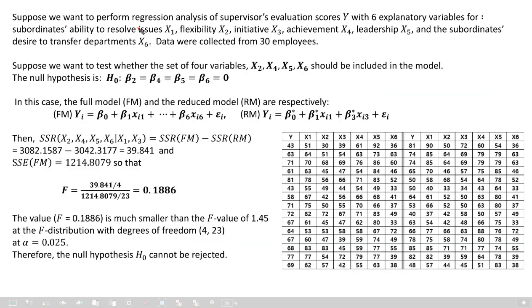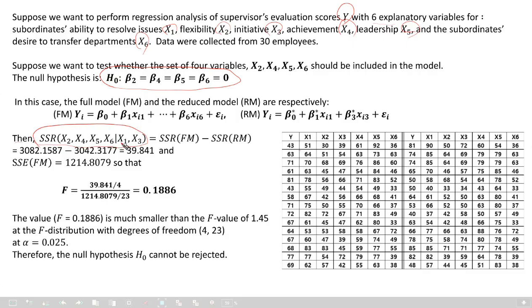Now, suppose we want to perform regression analysis of supervisors' evaluation scores Y with 6 explanatory variables, x1 through x6, and the data were collected from 30 employees. Suppose we want to test whether the set of 4 variables, x2, x4, x5, x6, should be included in the model or not. So the null hypothesis is that beta 2, beta 4, beta 5, beta 6 are 0. In this case, the full model is y equals beta 0 plus beta 1 x1 through beta 6 x6 plus epsilon. And the reduced model is y equals beta 0 star plus beta 1 star x1 plus beta 3 star x3 plus epsilon.